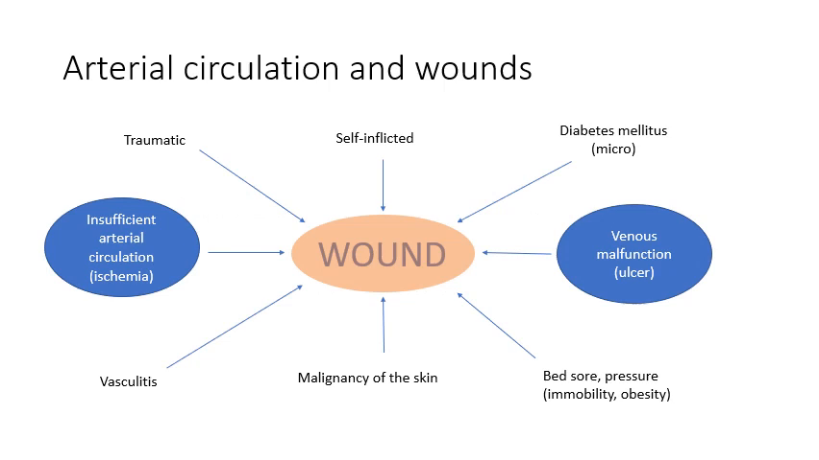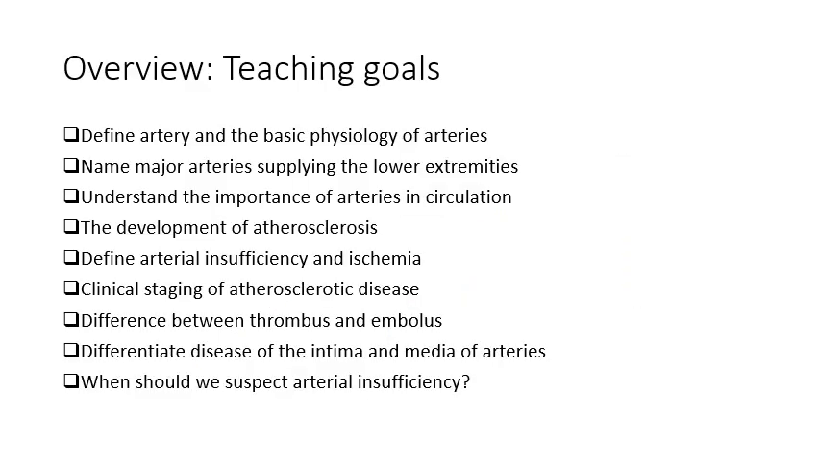The reason why we're going to talk about arterial circulation in terms of wounds is that insufficient arterial circulation causes tissue loss in terms of ischemia, so the lack of oxygen and nutrition to the tissue. This will first cause a wound and then complete loss of tissue. This is one of many reasons why a wound might develop, but we're going to focus on arterial circulation and the lack of arterial circulation in this session.